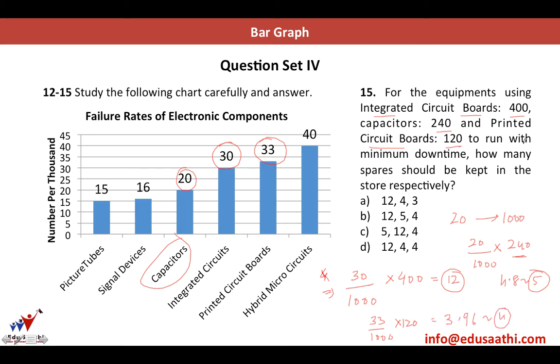So if I have a process which involves 400 integrated circuit boards, 240 capacitors, and 120 circuit boards, I need 12, 5 and 4, this B option here, as spare so that my processes don't stop. This was the only question in this set which required a little bit of logic and calculation.